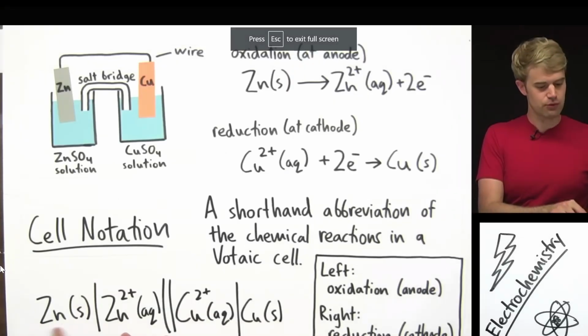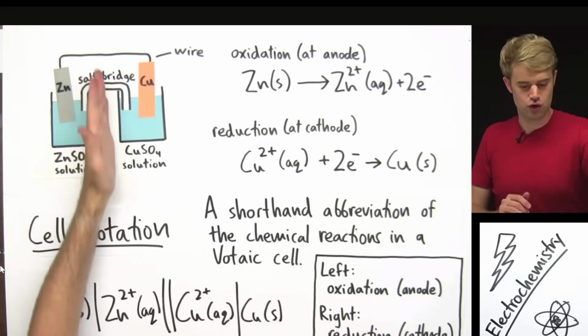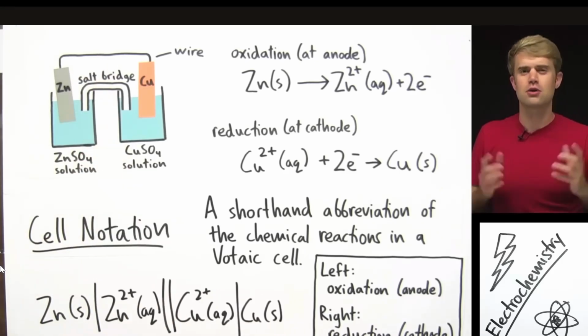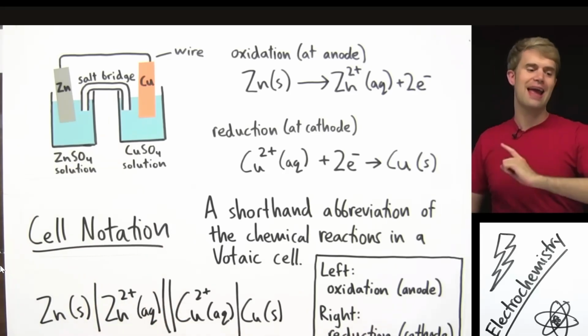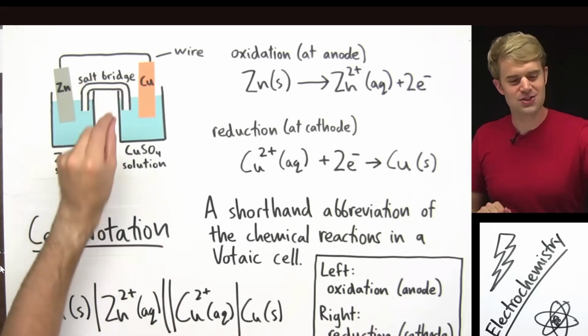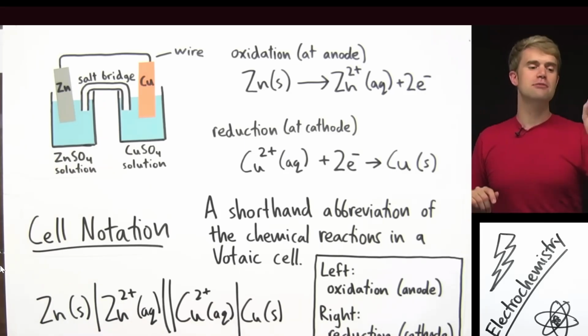We have the oxidation process, then two lines showing the boundary, and then we have the reduction process. So finally, we've talked a little bit about the salt bridge. I said we'd discuss it at the very end. So let me take a minute or two and explain what the salt bridge is, what it does, and why it's important in a voltaic cell.